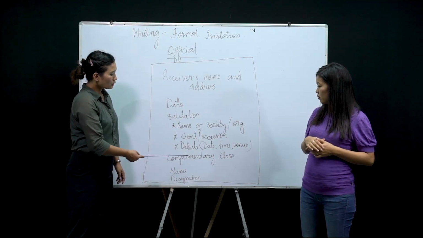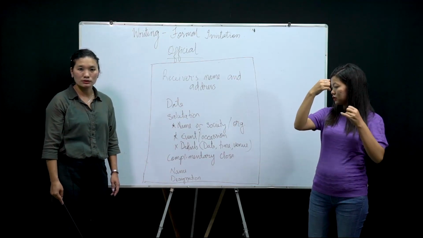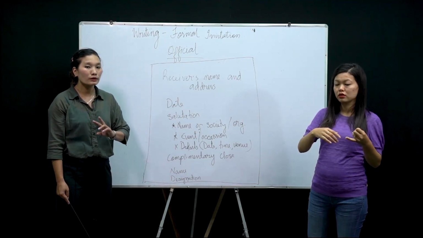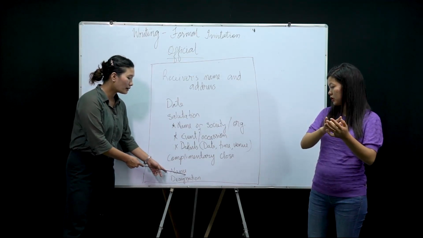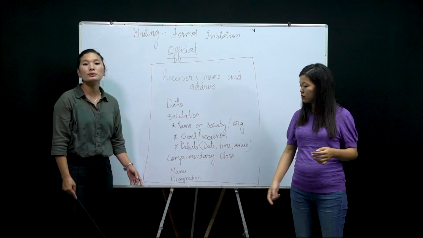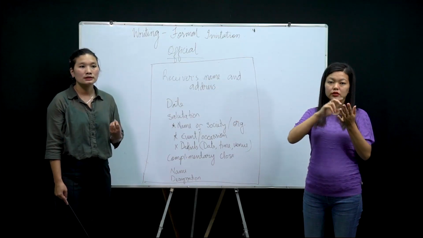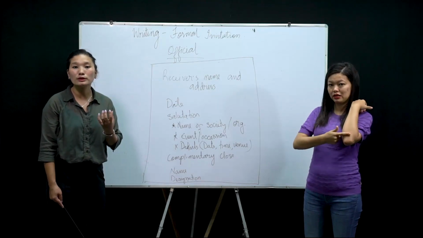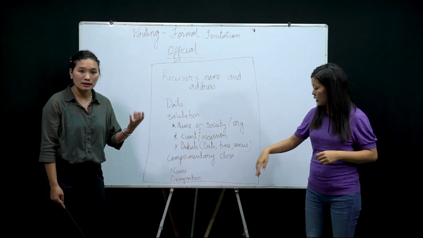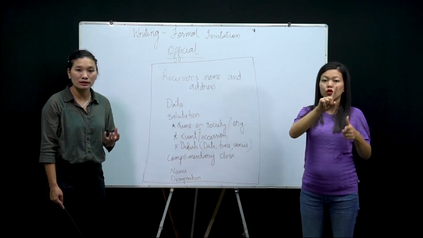And after that, you can write the complementary clause: yours faithfully, yours sincerely, whatever you want to use. And then your name and the designation. You will not just be inviting as nobody here, because you can make an invitation only when you hold a prominent place in that particular society. You can mention that, okay?